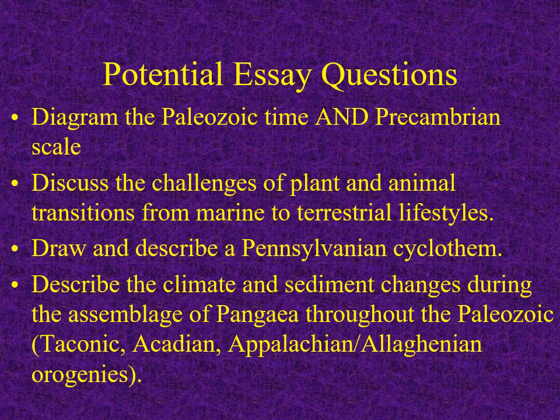So, for example, with the Taconic, think about those high sea levels and how this was building up land. With the Acadian, we're building up more land, but we're seeing some red beds in the Catskills. With the Alleghenian, a lot of deserts. So be able to talk about those in a little bit more detail.